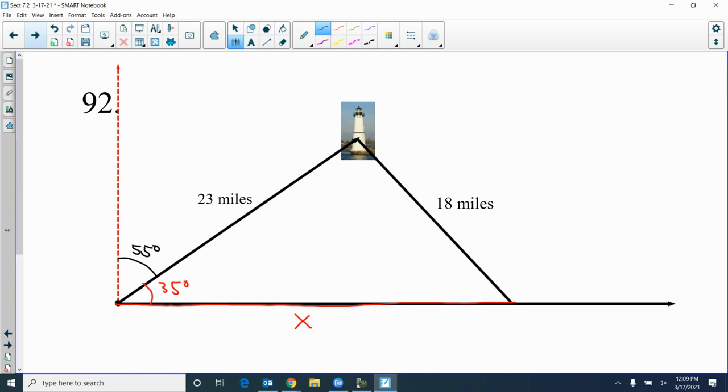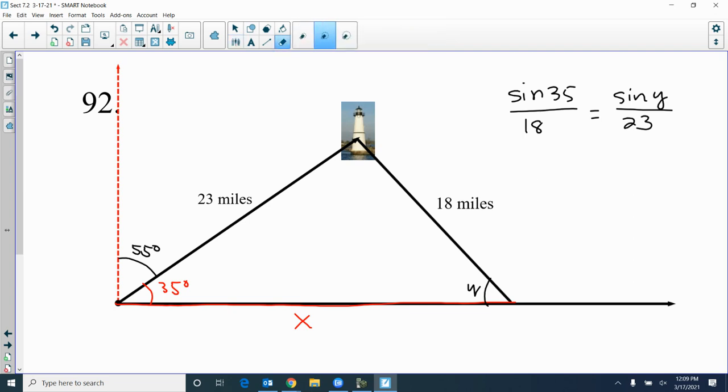But I take sine of 35 over 18 equals sine of, I'll call this y, sine of y over 23. So that's going to give me that bottom angle. What do you get for that? Alex, what do you got there? 47.1. This is 47.1 degrees. So y equals 47.1. And I believe we then get 97.9.